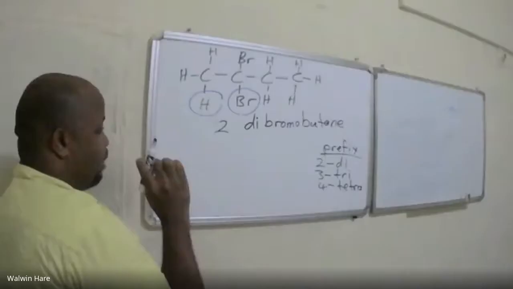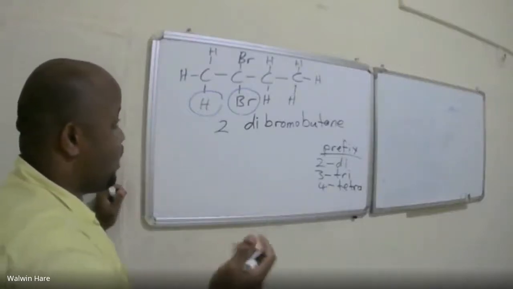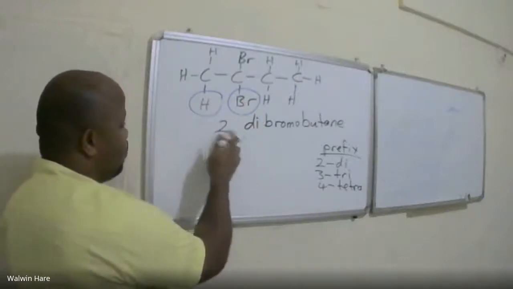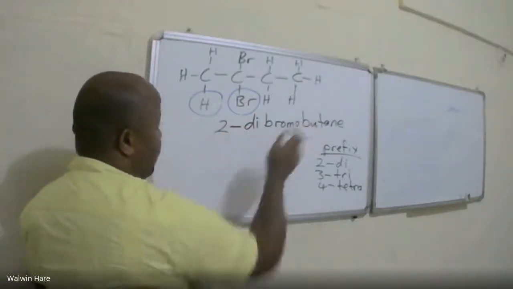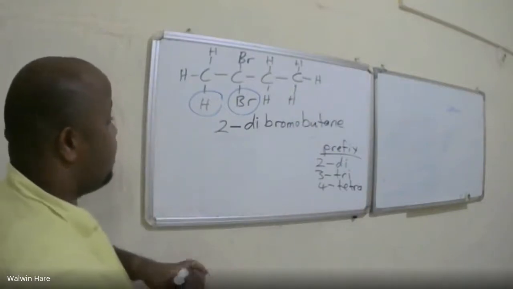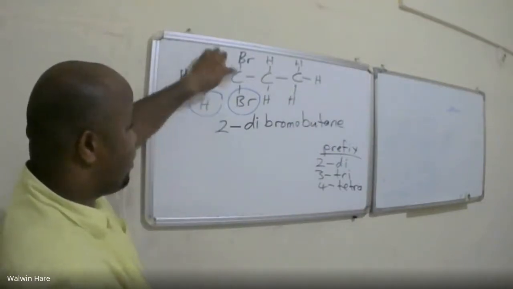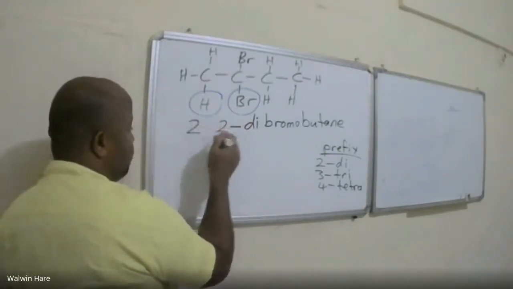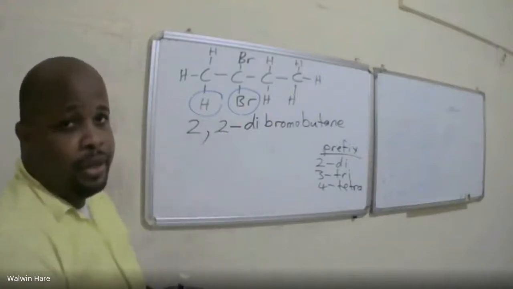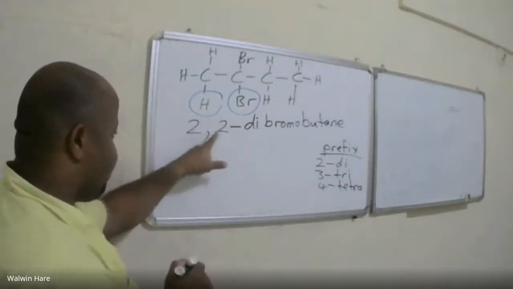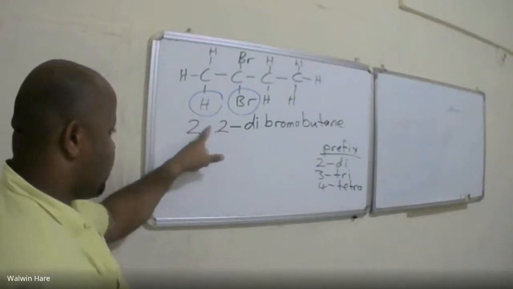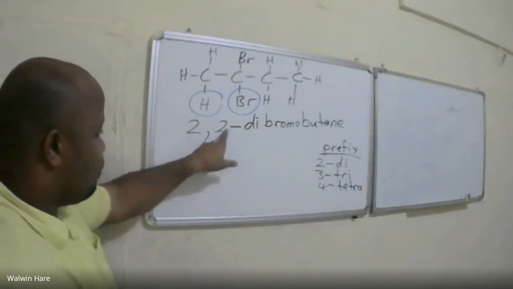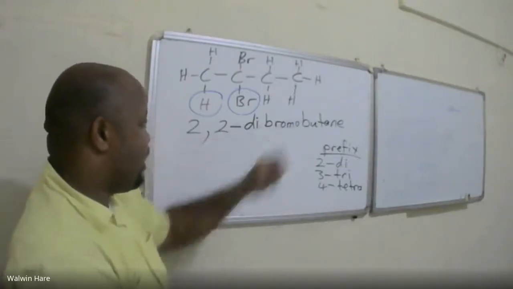2,2. Right, but some students will make the mistake because both of them are on the same carbon atom, they will just put 2-dibromobutane. But you must always give the position for every substituent group. So you will have to say 2,2-dibromobutane. When you have two numbers following each other, you separate them with a comma. So it is 2,2-dibromobutane.